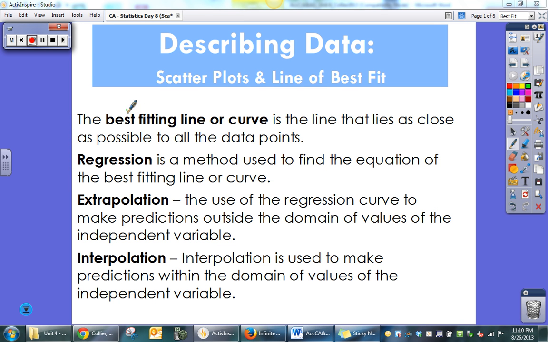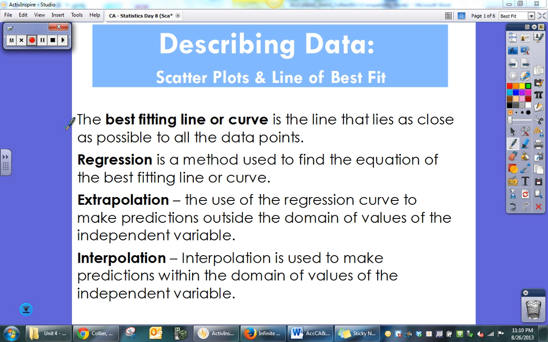In this lesson, we're going to talk about scatter plots and determining the line of best fit for our data. We've got a couple of vocabulary terms on this first slide. First is the line of best fit, or in this case it'll be a line, but in other cases it might be a curve. It's basically just the line that lies as close as possible to all or as many of the data points as possible.